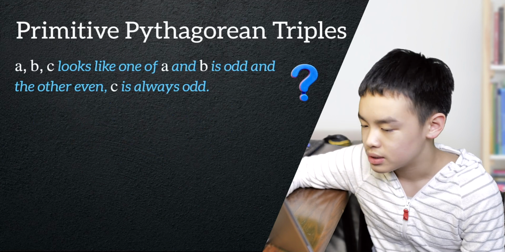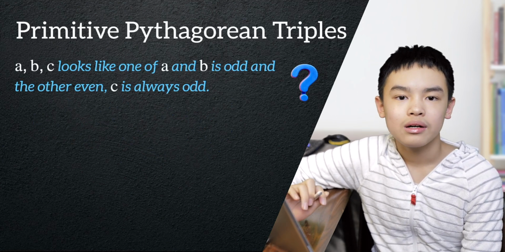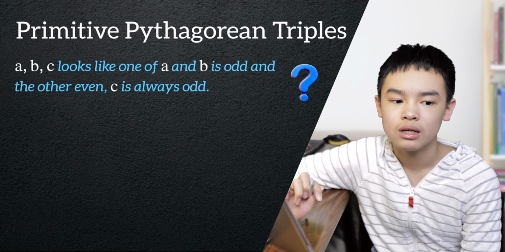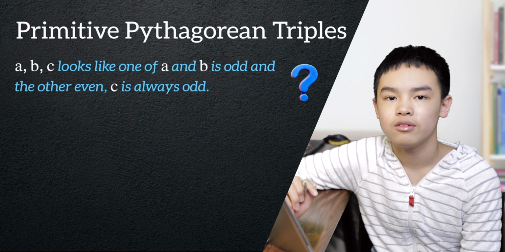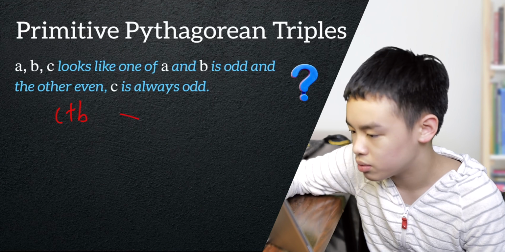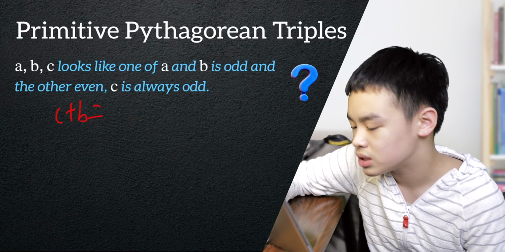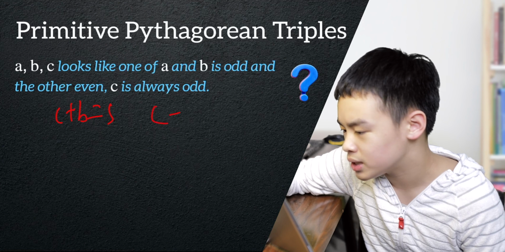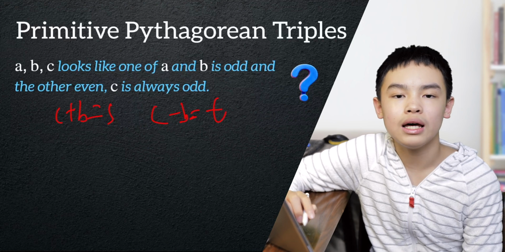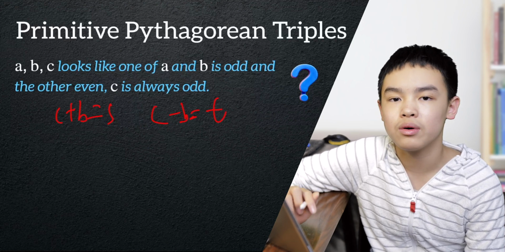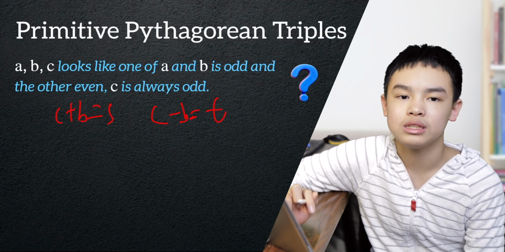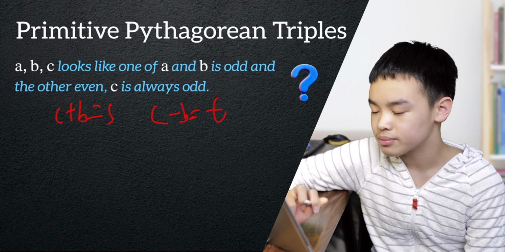And so I'm just going to put this theorem right here. And we see that C plus B and C minus B are both square numbers without a common factor. So let's say C plus B equals S, and C minus B equals T. And also, you probably know S is greater than T, and they're both greater than or equal to 1. And S and T do not have a common factor, or in other words, they are relatively prime.